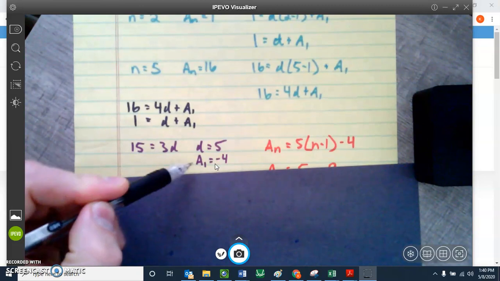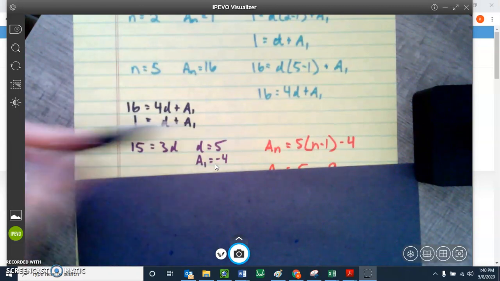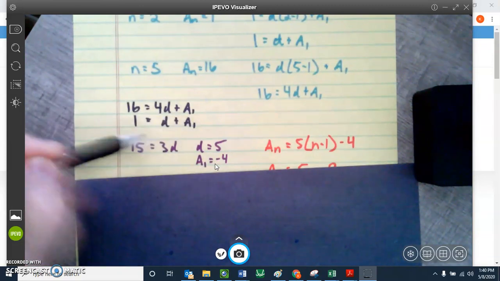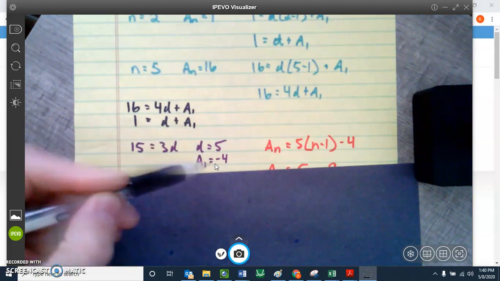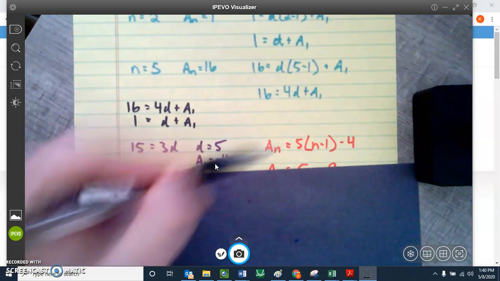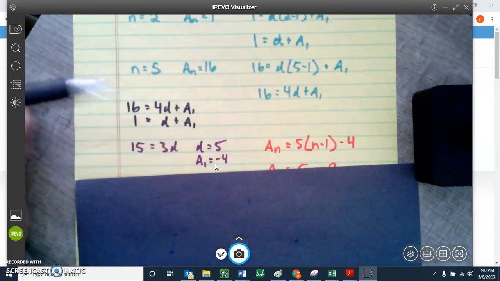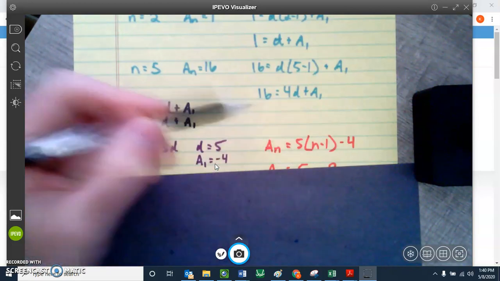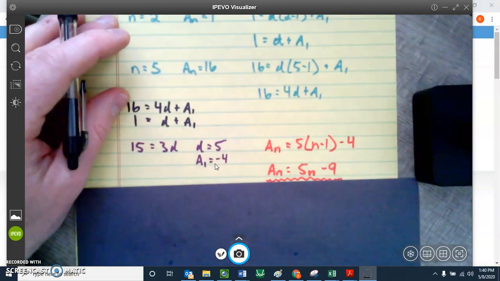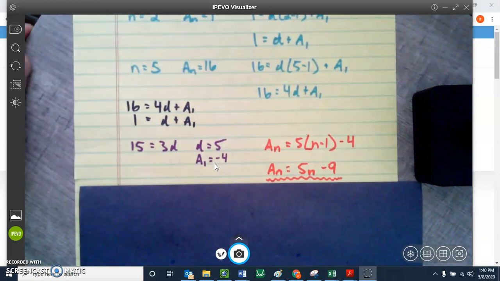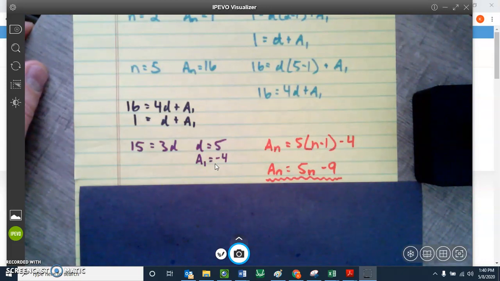With a little back substitution, by the way, up here, if d plus a1 is 1, I could do some back substitution, solve for a1. So I get a1 is negative 4, I get d is 5. I plug those where they go in our formula. Then I just clean that up. Remember I said simplified version. You do the simplified version, and you get this. That is the sequence that has a second term that's 1, and fifth term that's 16.